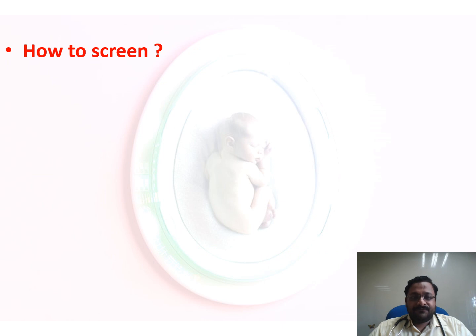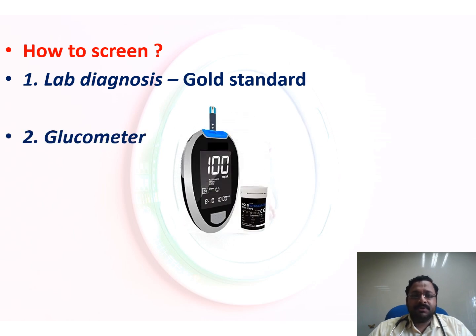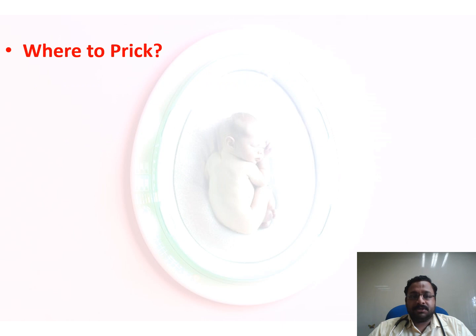Now, how to screen for hypoglycemia? Though the gold standard is a lab diagnosis, it is not always feasible. So we check with a blood glucometer. Now, though we can use a glucometer, it is important that we recheck or counter check the hypoglycemia by sending a venous sample to the lab. However, it is important that we don't actually wait for the lab result to start treatment.